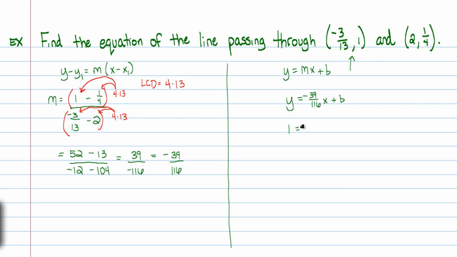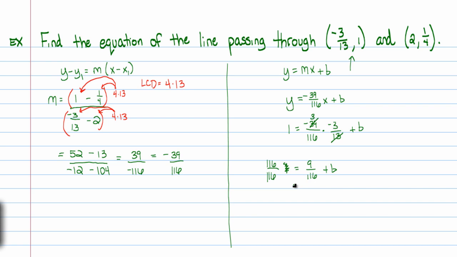I'm going to let y equal 1, and oddly enough, I'm going to let x equal negative 3 over 13. You might wonder why. Well, the reason why is because 13 happens to go nicely into 39 three times. So I knew that those two were going to cancel. Negative 3 times negative 3 is positive 9, so this gives me that 1 is equal to 9 over 116 plus b. The number 1 is a very nice number because that's the same thing as saying 116 over 116.